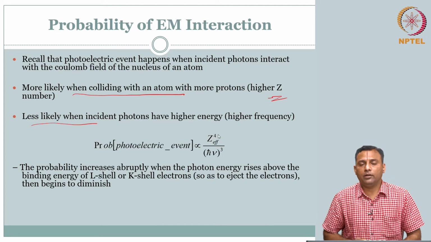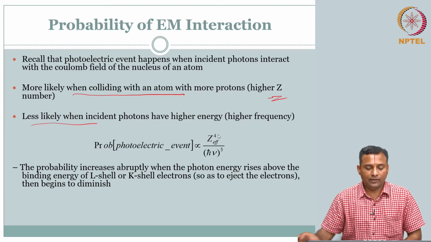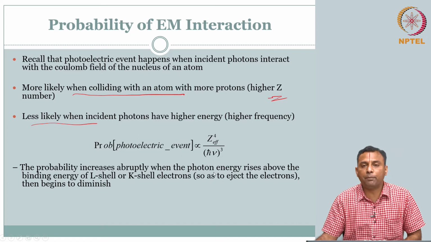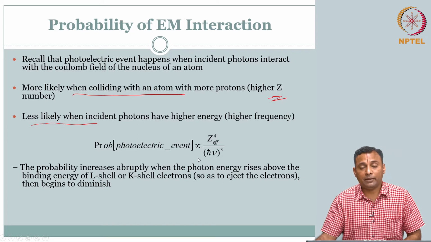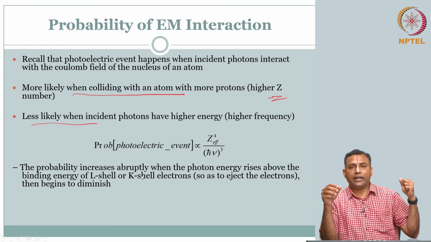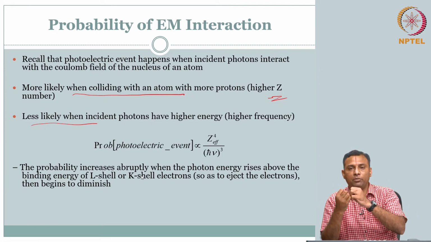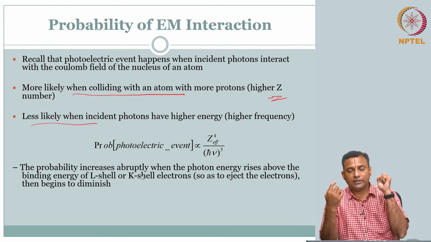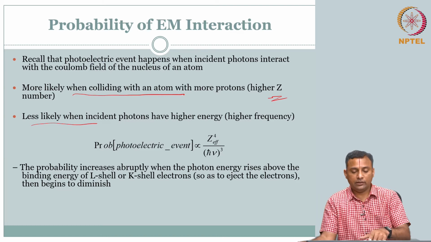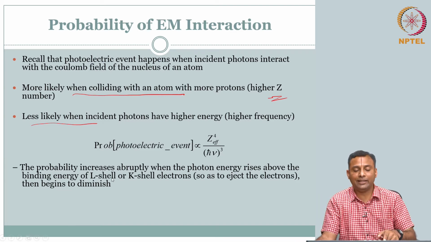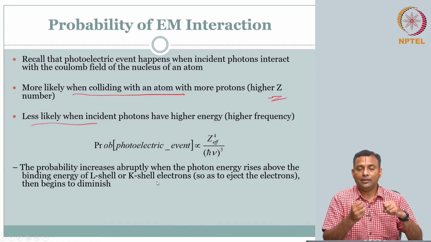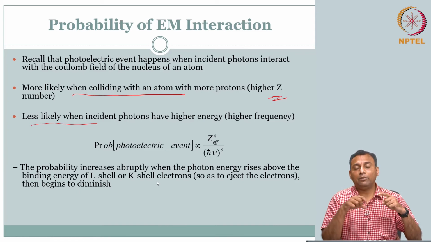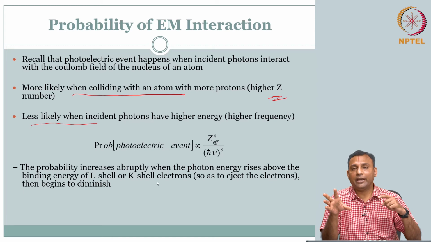Beyond that, there is one more detail. The probability increases abruptly when the photon energy rises above the binding energy. So now we said, okay, h mu is going in, it is interacting, fully absorbed, right? But if the h mu you are sending is close to this binding energy, just greater than your L and K, then suddenly this energy is able to overcome the binding energy of the K electron, right.